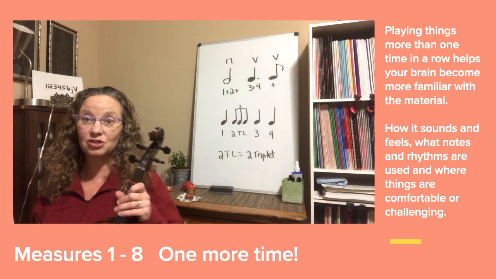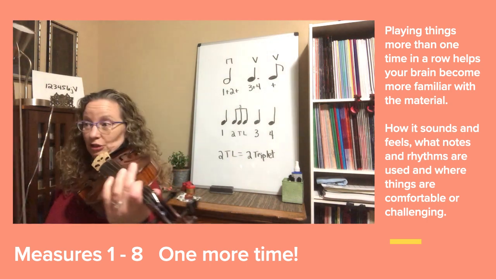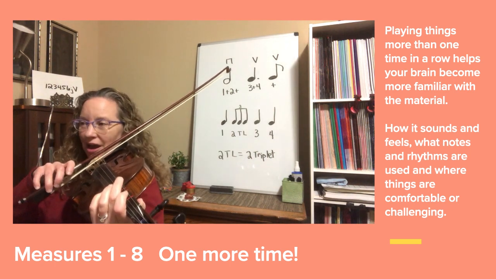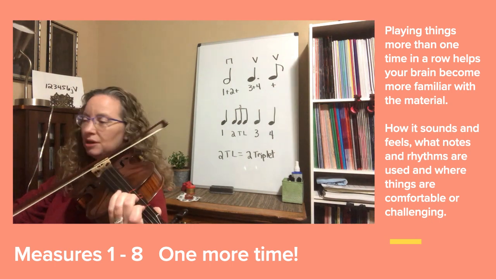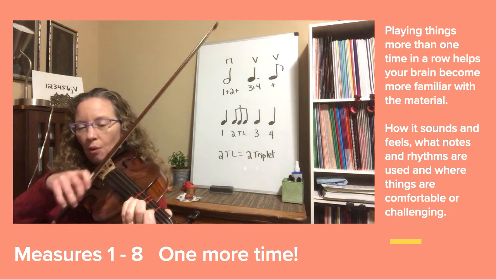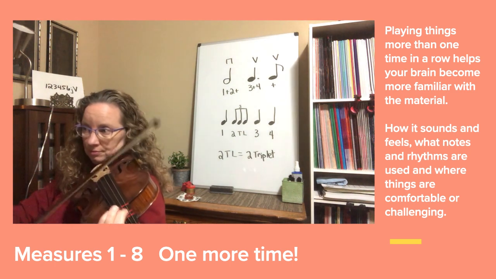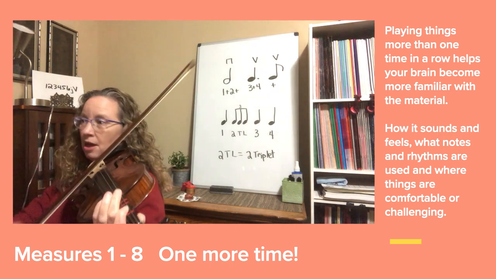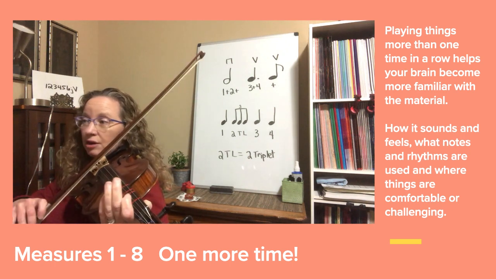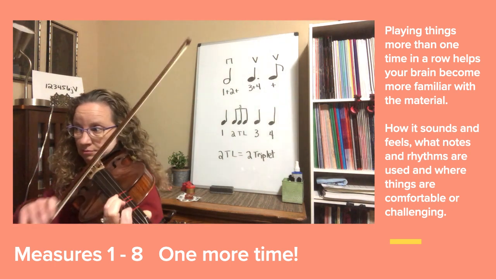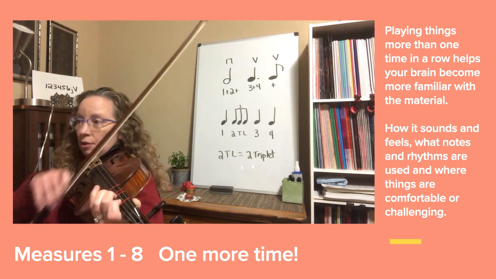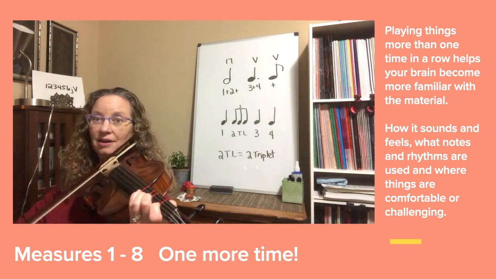We're going to do the first 8 measures again. This time I'm on viola, so I'm playing the low version. 1, 2, 3, and 4, and 1, 2, 3, and hook. 1 and 2. 3, bow lift, and 2, 3, and hook. 1 and 2. 1, 2, 3, bow lift.